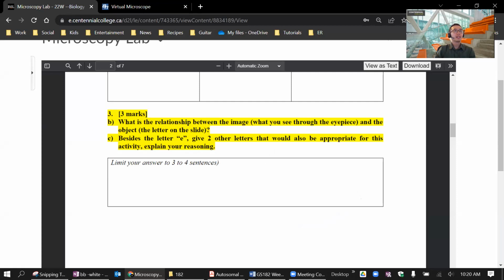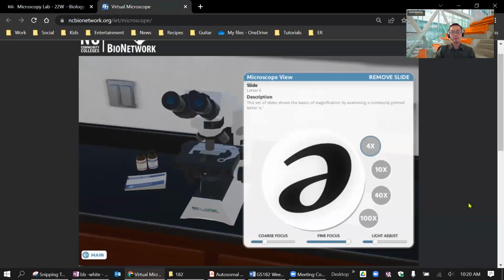Okay. Crystal says the E is inverted in the microscope. That is it. Okay, that is right on. That's the answer. I'm looking for the word inverted. If you say this is upside down, that's not the answer. If you say it's backwards, that's not the correct answer. It is both upside down and backwards. When it's both upside down and backwards, we say it is inverted.